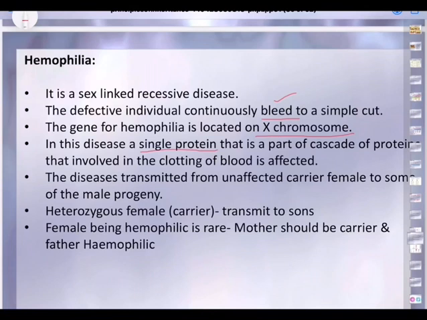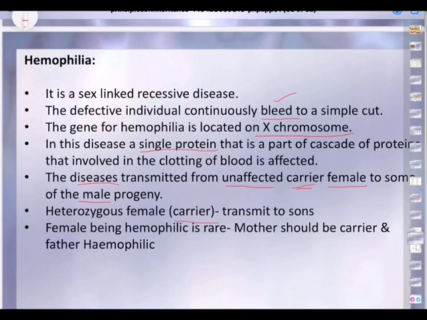The gene for hemophilia is located on the X chromosome. So it is sex chromosomal inheritance, and in particular X chromosomal inheritance. In this disease, a single protein that is part of the cascade of proteins, meaning a group of proteins involved in the clotting of blood, is affected. So there won't be clotting of blood. That is the problem. The disease is transmitted from an unaffected carrier female. Why unaffected? The female is unaffected because she is only a carrier. She is not suffering. And this is passed on to the male progeny.